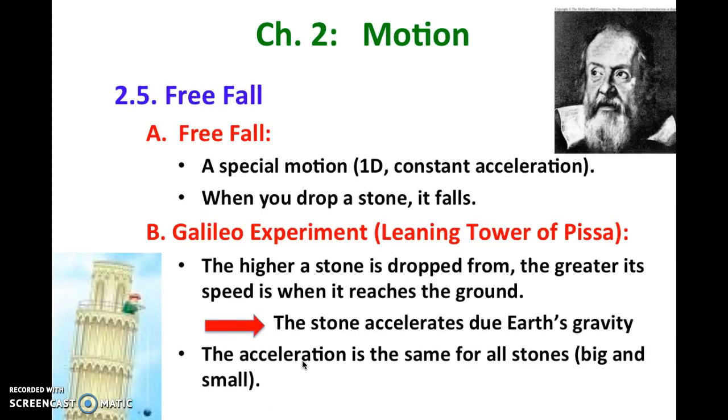Section 5, free fall. Free fall is a spatial one-dimensional motion. Its initial speed is 0 and the acceleration is a constant. When you drop a stone, it falls. Galileo's free fall experiments conducted at the Leaning Tower of Pisa indicated that the higher a stone is dropped, the greater its speed is when it reaches the ground. This implies the stone accelerates due to the Earth's gravity. He further found that the acceleration is the same, or constant, for all stones, big or small.